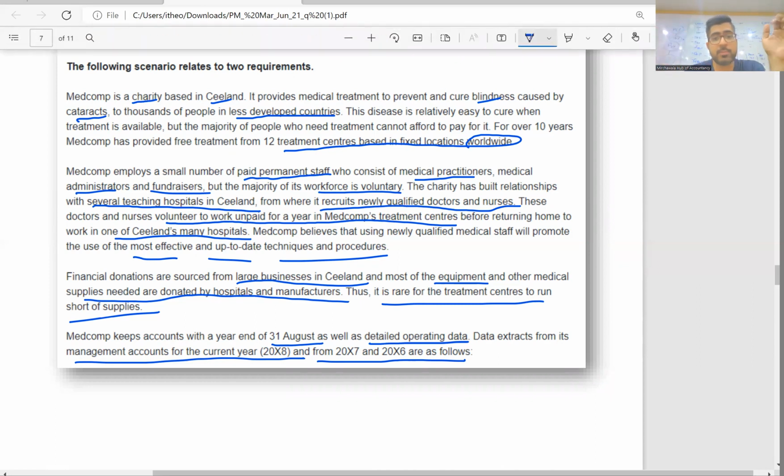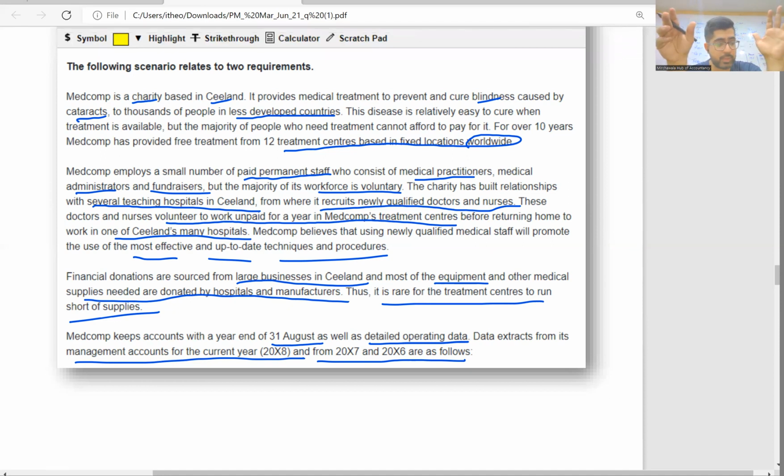Then MEDCOMP employs a small number of paid staff who consist of practitioners, administrators, fundraisers. Majority of workforce is voluntary. And how do they get the workforce? They have contracts with teaching hospitals. It recruits newly qualified doctors who volunteer to work unpaid for a year. And when they work unpaid, this helps the charity because the cost is not there. And then they go back to teach in one of the teaching hospitals. And newly qualified staff are more up to date.